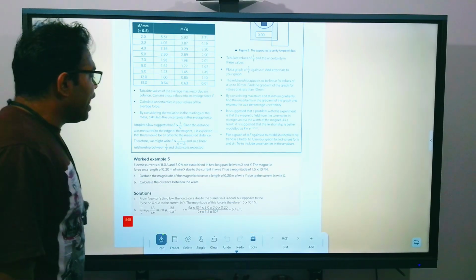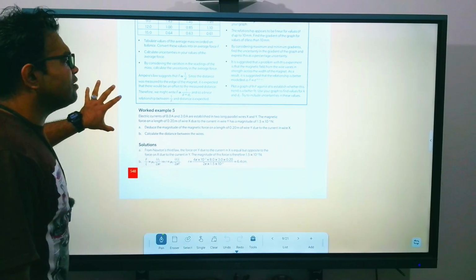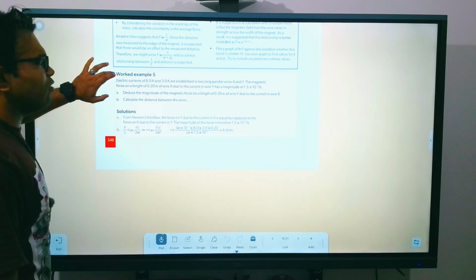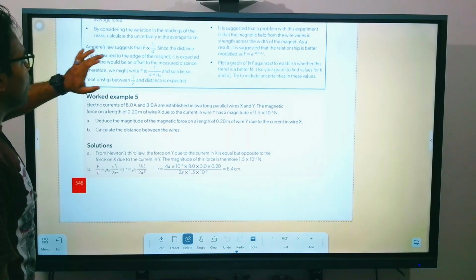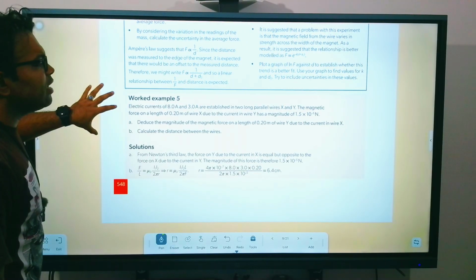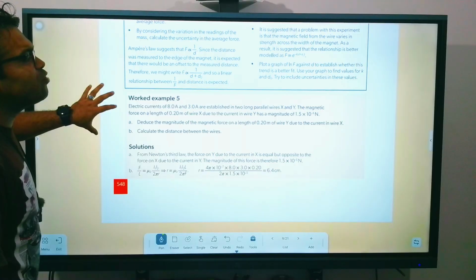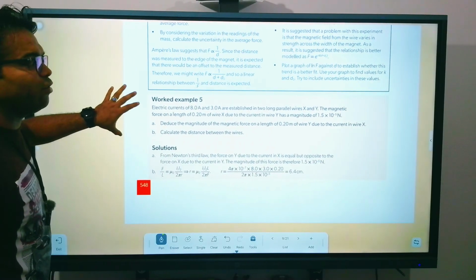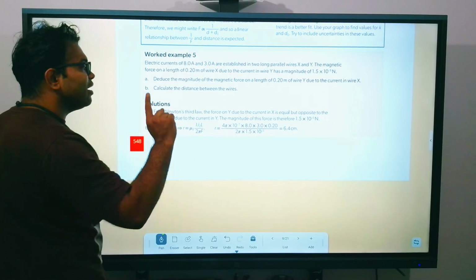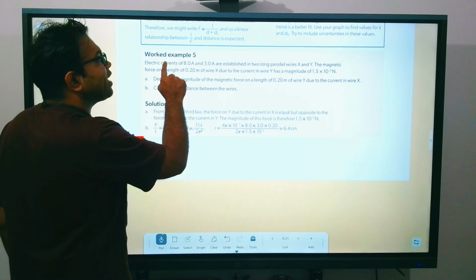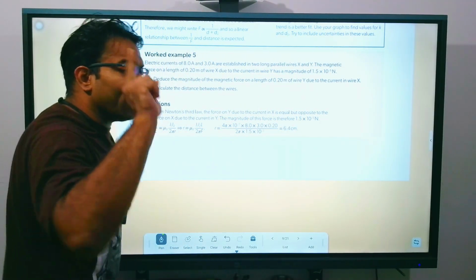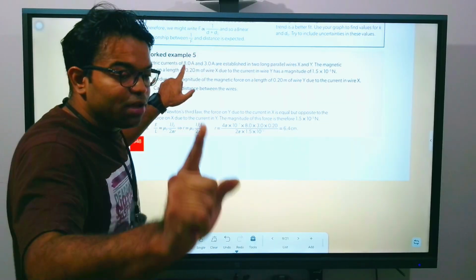Okay, now electric currents of 8 amps and 3 amps are established in two long parallel wires X and Y. The magnetic force on a length of 0.2 meter of wire X due to the current in wire Y has a magnitude of 1.5 into 10 to the power minus 5 newtons. Let's uncover what is happening here. They have said that electric currents of 8 amperes and 3 amperes are established in two parallel wires X and Y. So X is carrying 8 amperes. I1 and I2 we know.